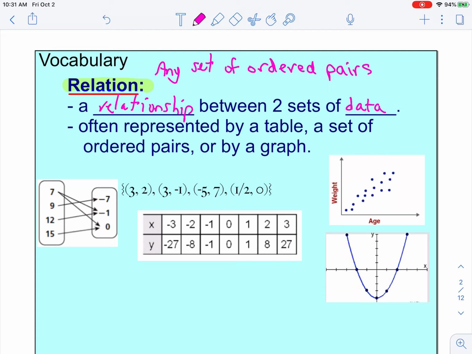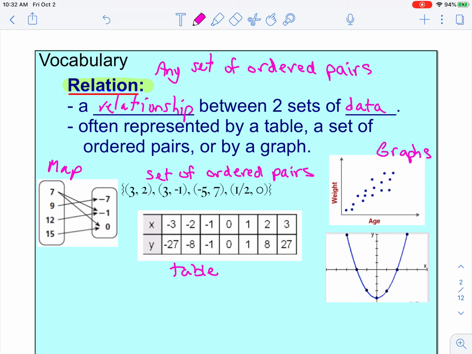So, we can represent it as a set of ordered pairs like this. This is a set of ordered pairs. Or we can represent it by a graph. And these are some examples of graphs. This is a table. And we won't do much of this necessarily, but this is a map.